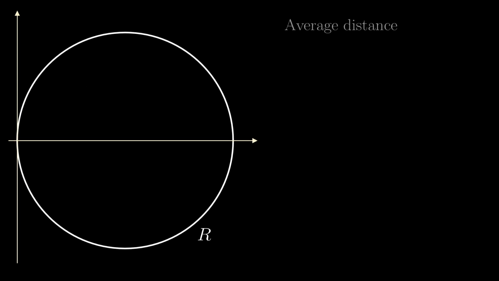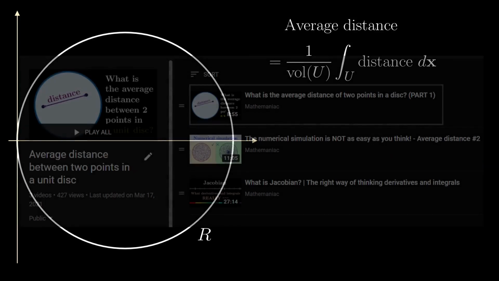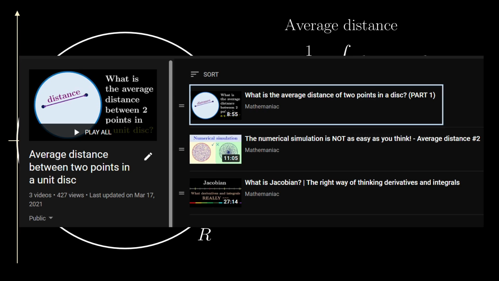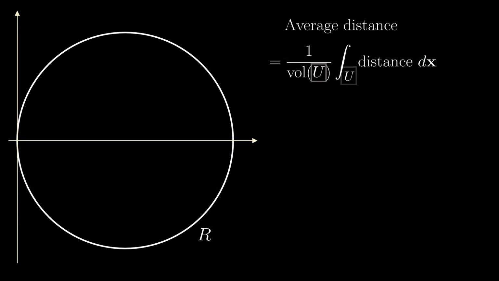The average distance is by definition this integral. Again, this definition has been established in the first video in the series. Anyway, U denotes the domain we want to take the average over, and in this case, it is the unit disk. So the measure of this region is pi r squared. But how do we tackle this integral over the unit disk?